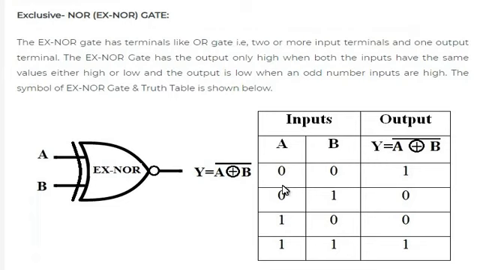Let us check. Case 1. If A and B both are 0, according to the XOR function, the output will not be high. As the output is not high, it is 0. Therefore, the complement of 0 will be 1. In case 2, if A is equal to 0, B is equal to 1, the output of XOR will be 1 and the complement of 1 will be 0.